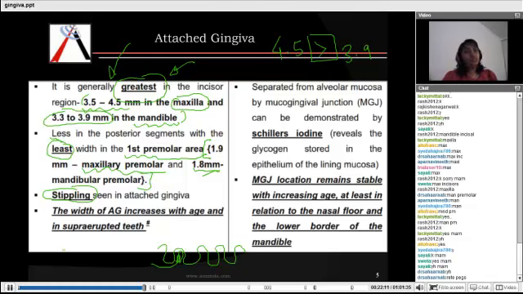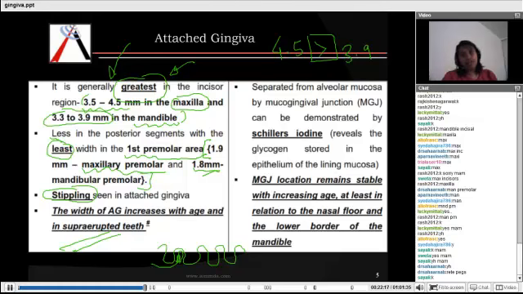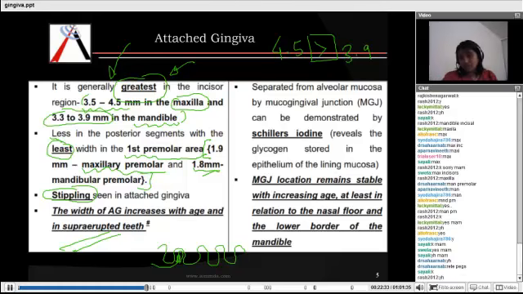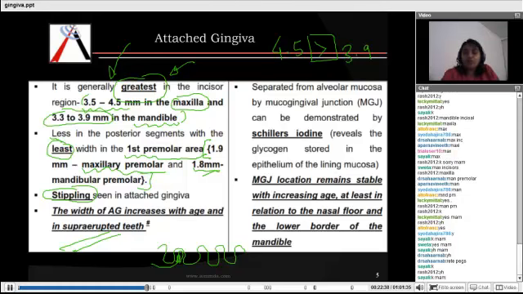Now the next point is the width of attached gingiva. It increases with age and in supraerupted teeth. Again, people say with age we have recession, then how does the width of attached gingiva increase with age? Now let me tell you one thing. Recession is pathology. It's not a normal aging change. So always understand one thing: when we say recession, it's not something normal. Although with more age, there are more people having recession, that doesn't make recession normal. Get the point?